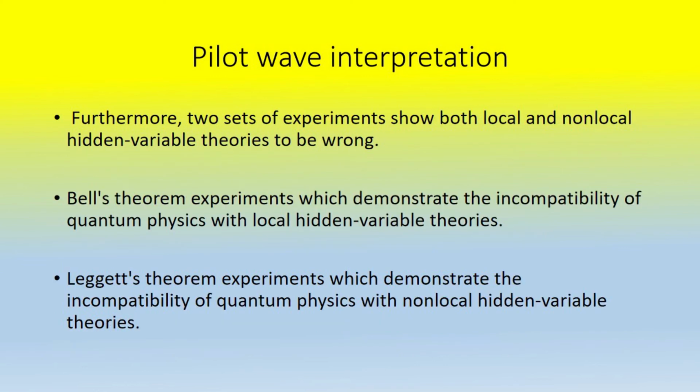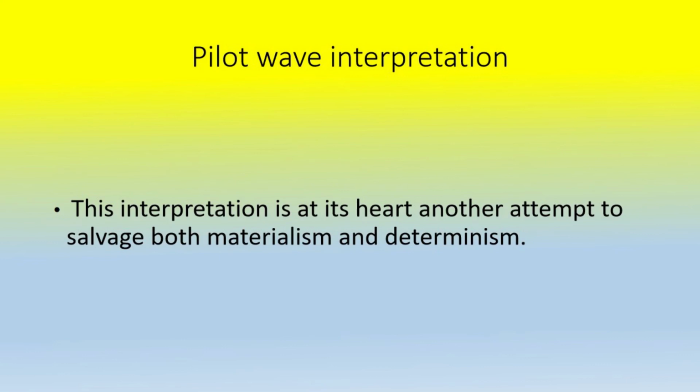Furthermore, two sets of experiments show both local and non-local hidden variable theories to be wrong. Bell's theorem experiments demonstrate the incompatibility of quantum mechanics with local hidden variable theories, and Leggett's theorem experiments demonstrate the incompatibility of quantum mechanics with non-local hidden variable theories. This interpretation is at its heart another attempt to salvage both materialism and determinism.